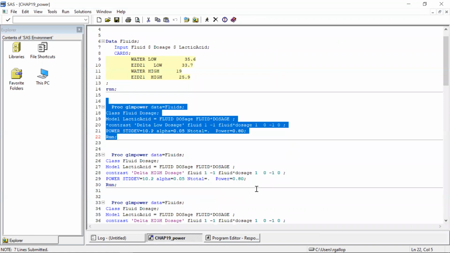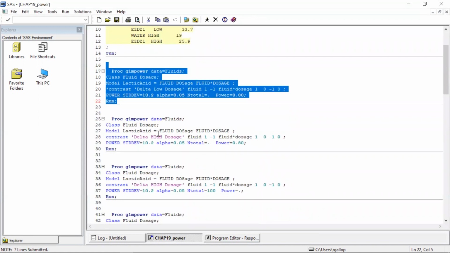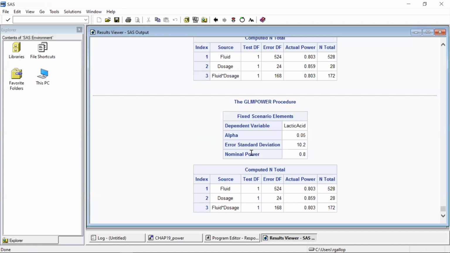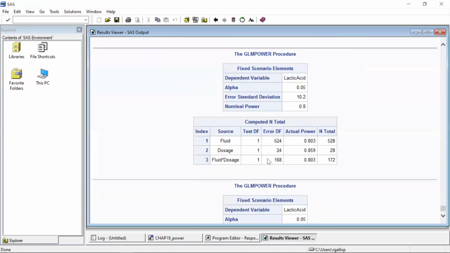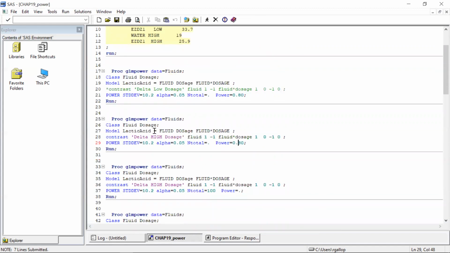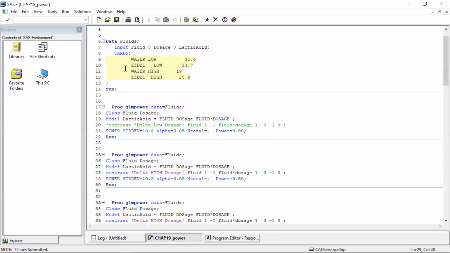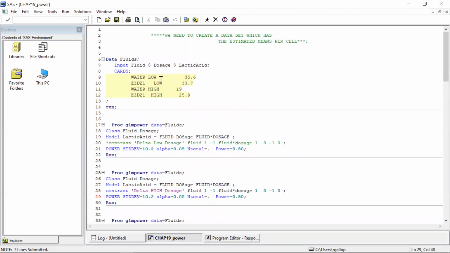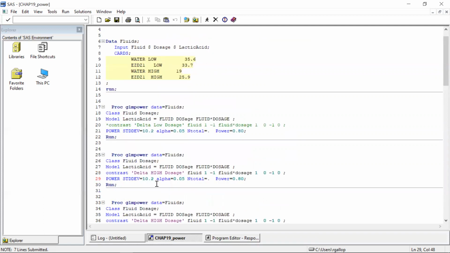If we wanted to do a contrast, let me go back to this output. In this case, we got the lactic acid, we got the fluid, and the fluid to dosage. So we got water, easy, DZ1, low, high. With the class statement, we have fluid dosage. So the dosage low, high iterates within the water.